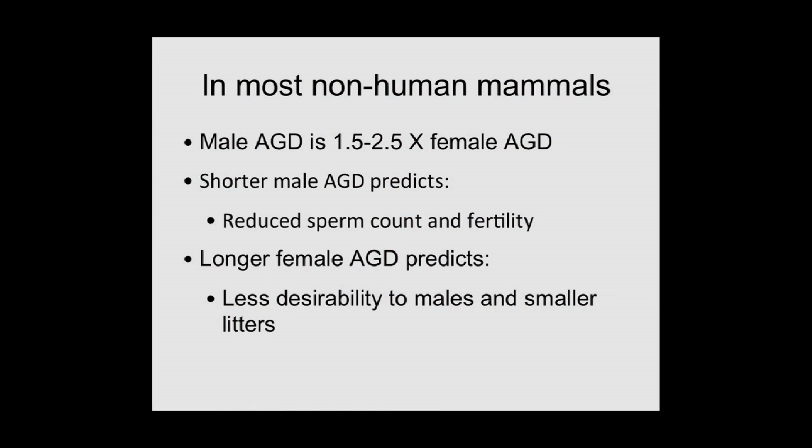But that's a really important question. How permanent is AGD? So in most non-human mammals, AGD is longer in males than females, about 1.5 to 2 times. Not entirely. For example, in the hyena, it's reversed. But in most mammals, the male AGD is supposed to be longer, and when it's shorter, it does correlate with impaired fertility and other changes. And when the female AGD is longer in rodents, that female is actually less desirable and has smaller litters. And there's some evidence from looking at same-sex and opposite-sex twins that the same thing is true in humans. You can ask me that in a question if you want to know about that study.